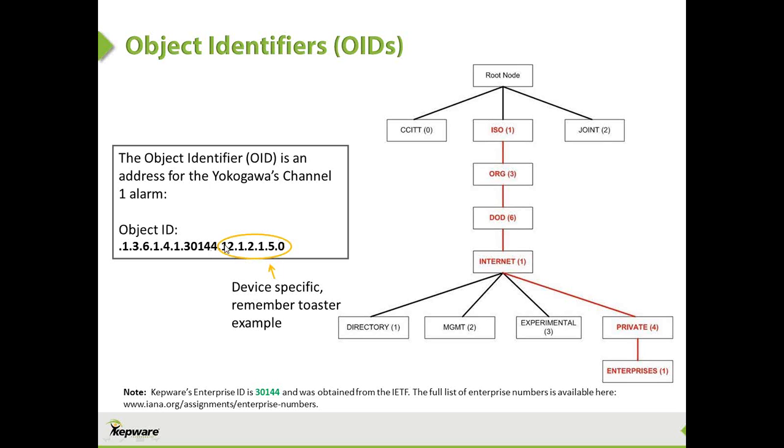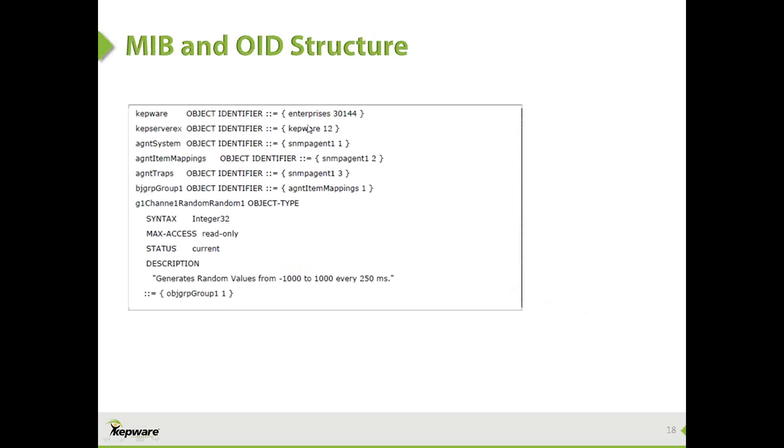So remember the toaster example where we had 12.1.2 to access the toaster manufacturer information. So OIDs can get extremely long. They can get very complicated. And as you can see, it can be hard to tell exactly what type of information you're accessing if you're just looking at this long string of numbers. So that's where it helps to understand MIB structure, how it relates to OIDs.